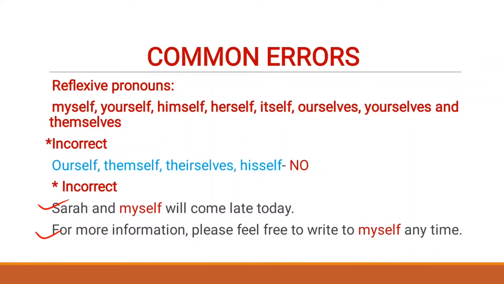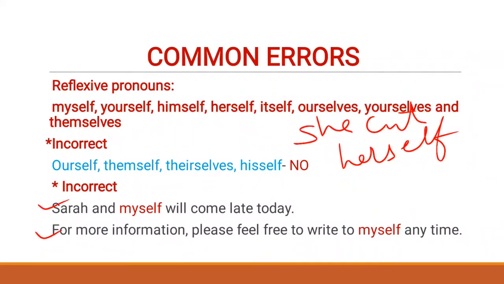When I said she cut herself, here the subject and object are the same. But in these two sentences, it's not the case. Here you need to remove the pronoun myself and replace it with the subject or object pronoun. So, you will be saying Sarah and I will come late today. And in the next sentence, we will be saying, for more information, please feel free to write to me anytime.